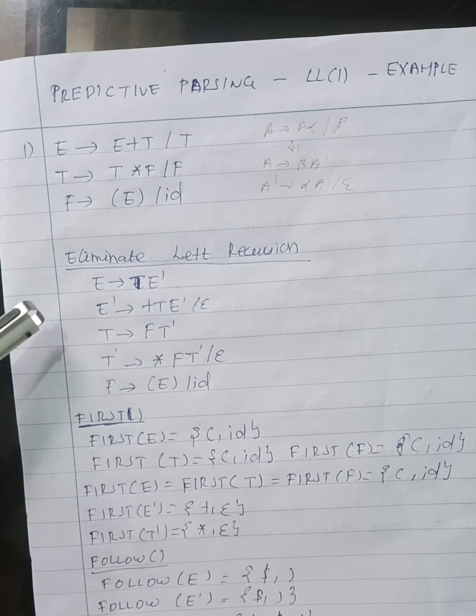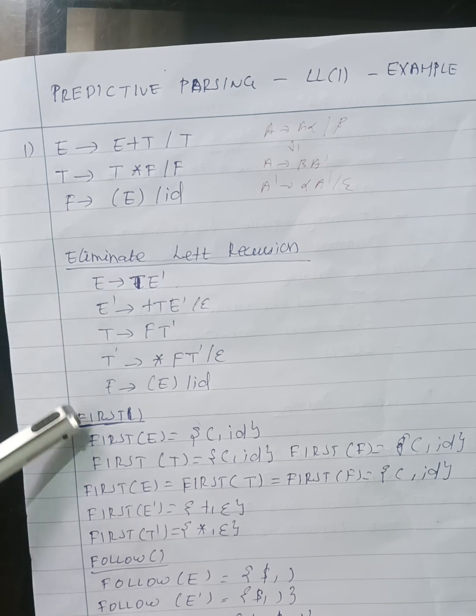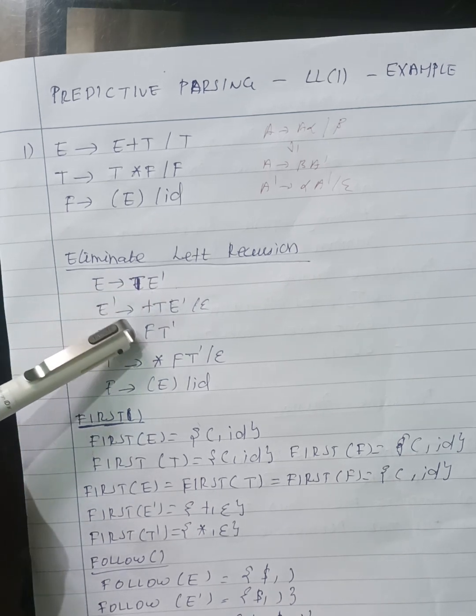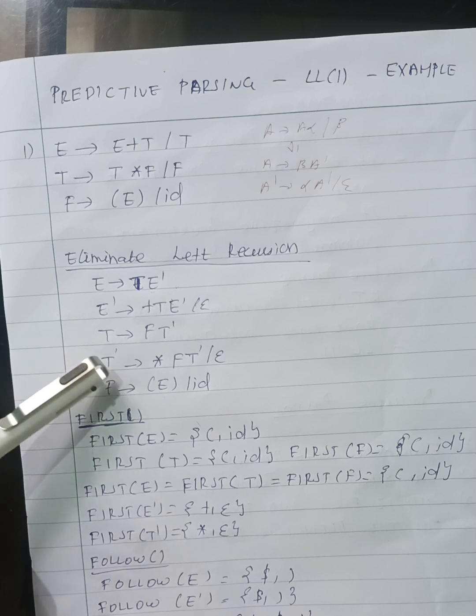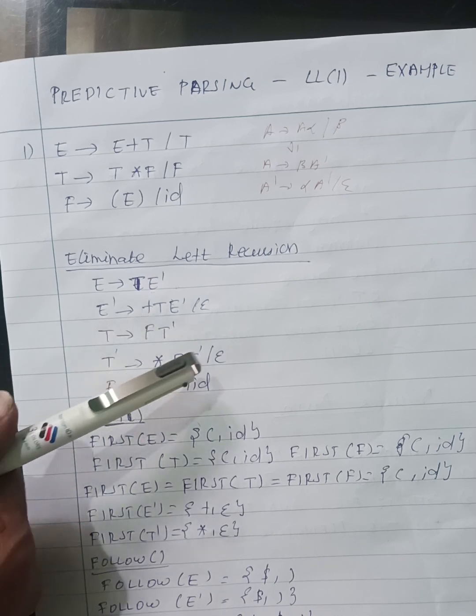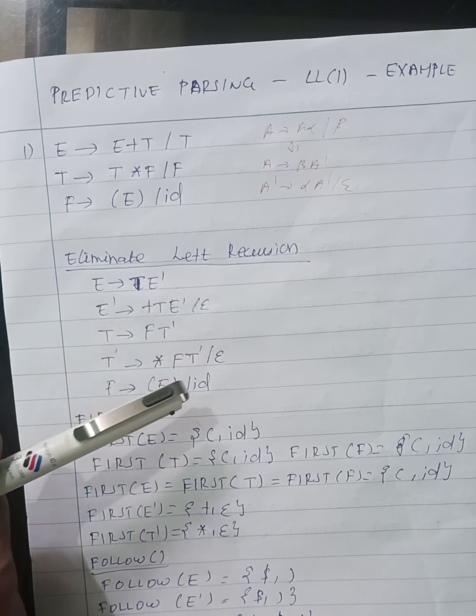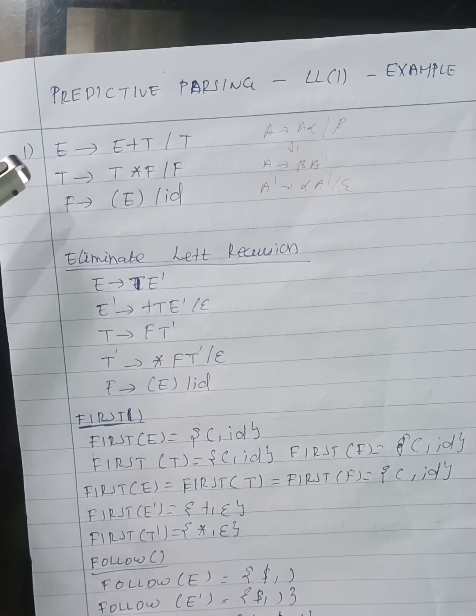By eliminating the left recursion, I have derived the productions here. After eliminating the left recursion, I got 5 rules. E tends to T E dash, E dash tends to plus T E dash or epsilon, T tends to F T dash, T dash tends to star F T dash or epsilon, F tends to (E) or ID. Then I have to check whether there is any left factor in the given grammar or not. There is no left factoring. So next we move to the third step, that is we have to compute first and follow.